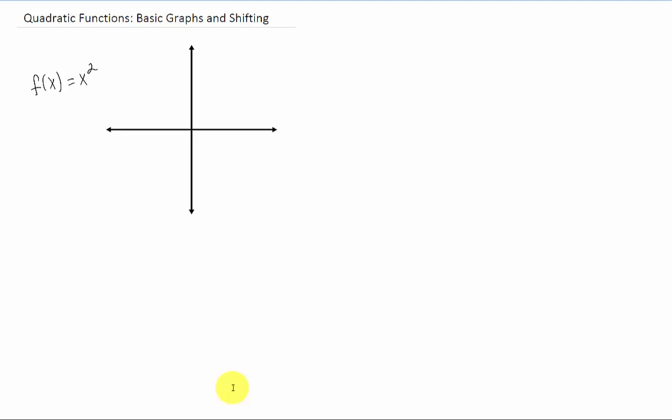In the last video we talked about linear functions, and in this video and the next two videos we want to talk about quadratic functions. The focus of this video is going to be the basic graphs of quadratic functions, and what we can do to shift them up and down and left and right and stretch them vertically and horizontally.